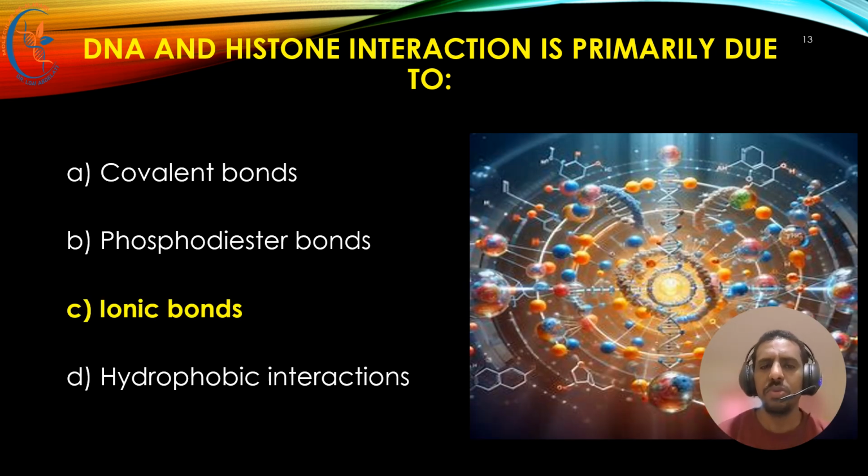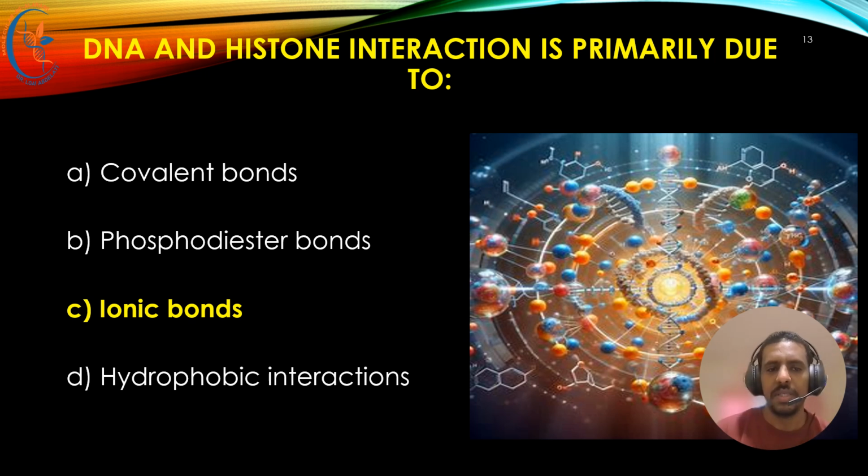Actually, the interaction between DNA and histones is primarily due to ionic bonds. But let me explain it in a simple way. As we know, histones are positively charged proteins found in the nucleus of eukaryotic cells. They play a crucial role in packing DNA into a compact, organized structure called chromatin. DNA, on the other hand, is a negatively charged molecule due to what? Due to the phosphate groups in the backbone.